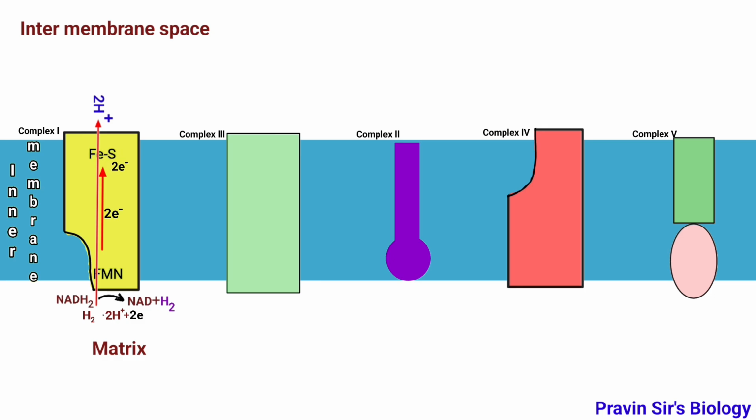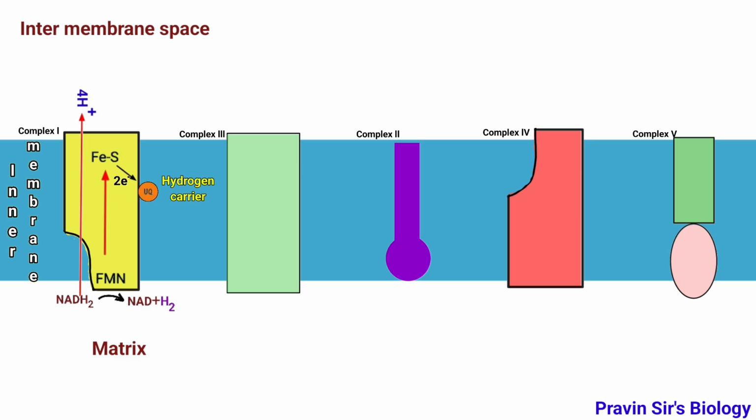Now 2 electrons from iron sulfur proteins are accepted by ubiquinone. Again in this process, 2 protons are pumped from the matrix into the intermembrane space. So a total of 4 protons are pumped. Now this ubiquinone takes 2 electrons, but ubiquinone is a hydrogen carrier. It takes 2 protons from the matrix, and here ubiquinone gets reduced to ubiquinol, that is UQH2. Again ubiquinol gets oxidized to ubiquinone, and here 2 hydrogens are released.